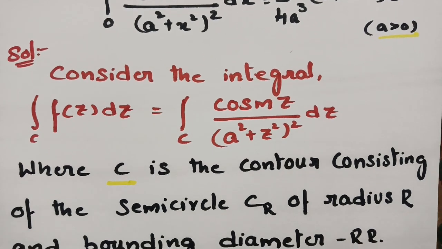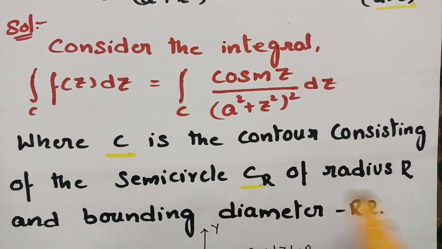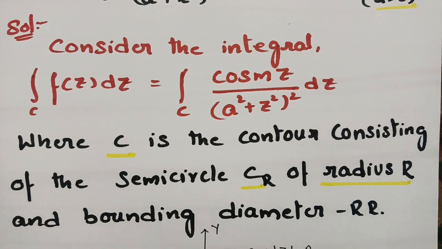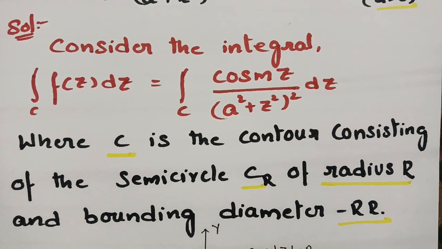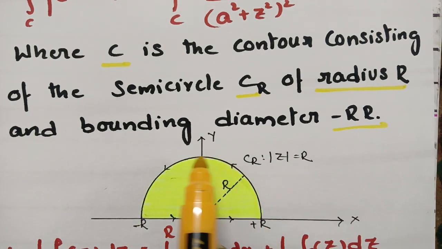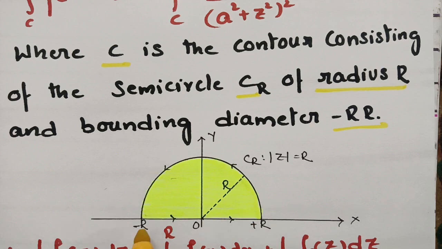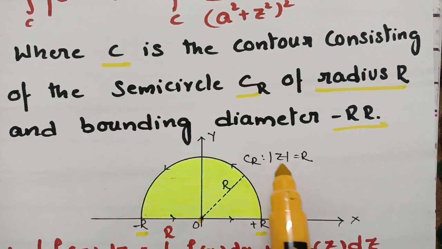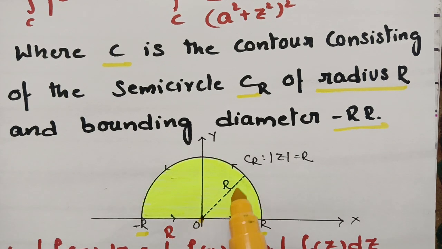I am taking a contour consisting of a semicircle CR of radius r and the bounding diameter from minus r to plus r. See here, this is the bounding diameter of a semicircle, with 0 as the center and r as the radius. So this contour consists of two integral parts. The first one is the real axis from minus r to plus r, and the next one is the boundary line of the semicircle with center 0 and radius r.